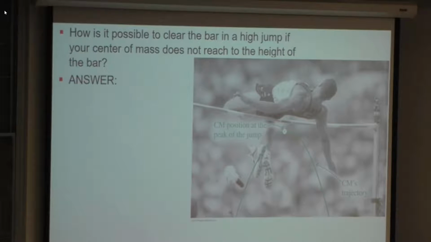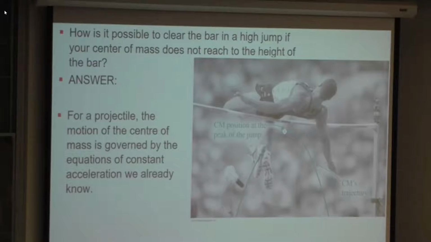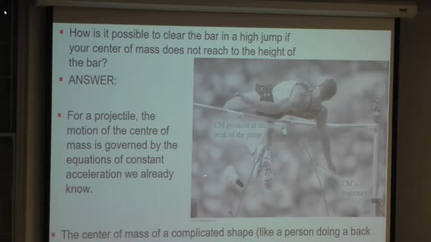This is again from the text. How is it possible to clear the bar in a high jump if your center of mass does not reach the height of the bar? Well, it is possible if you bend your back in kind of an arch. So it's possible for the center of mass of a complicated shape to not be within the object, like a boomerang or something. If you look at the center of all that mass, it can actually be outside the object.